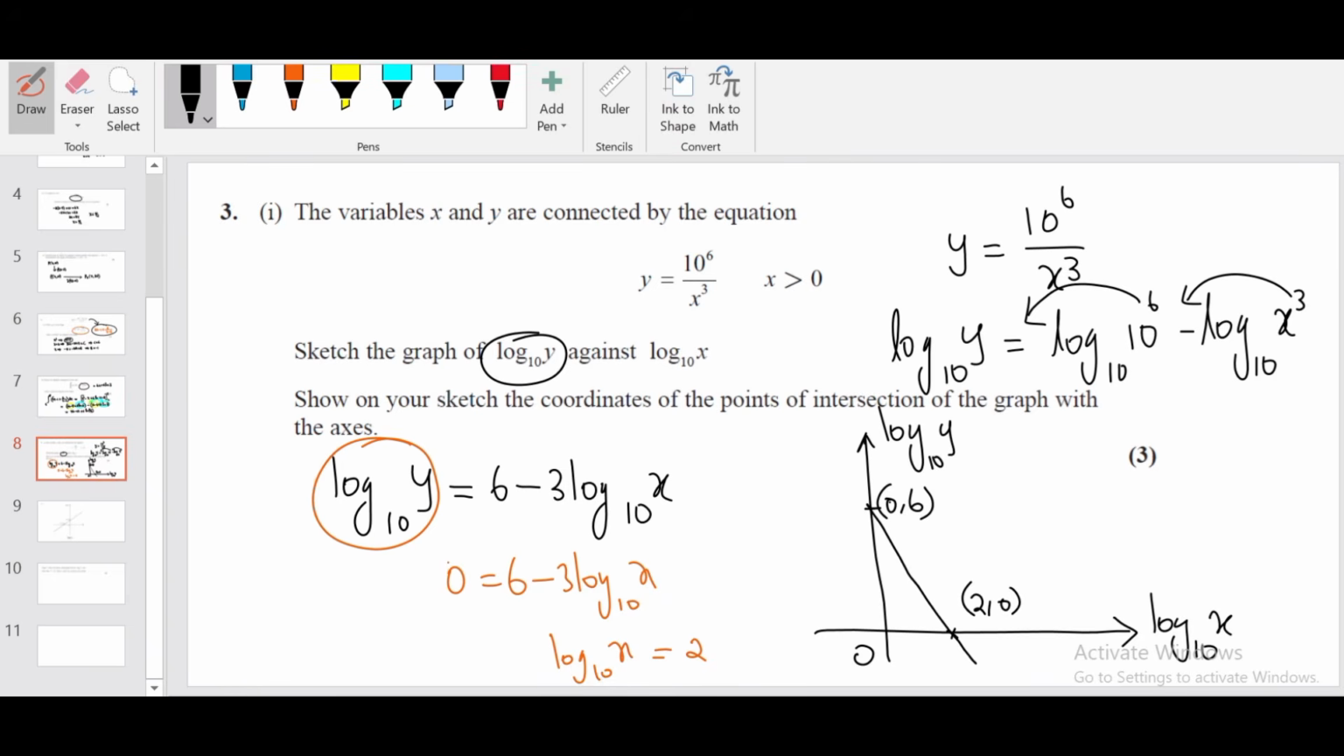So it's a line with the negative slope. This is the line. These are all the things you need to mention. You need to mention the x-intercept and y-intercept in coordinate form, and label the axes. That's all. You will be given 3 marks for this.